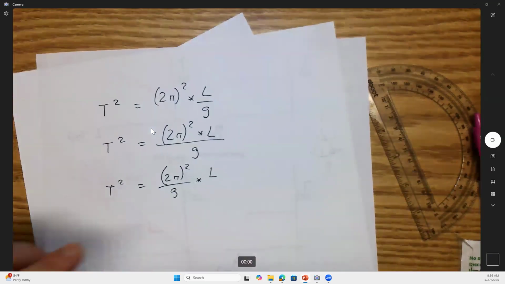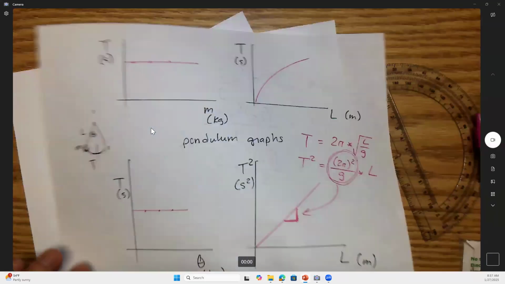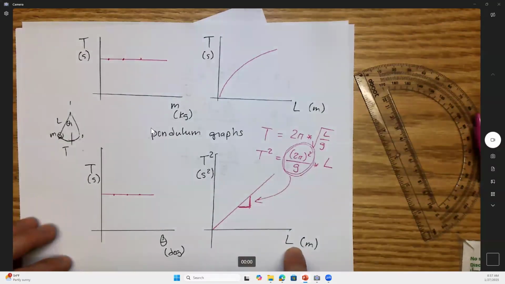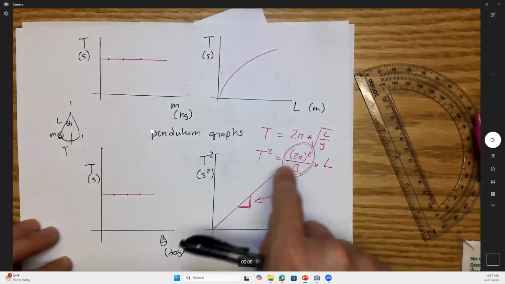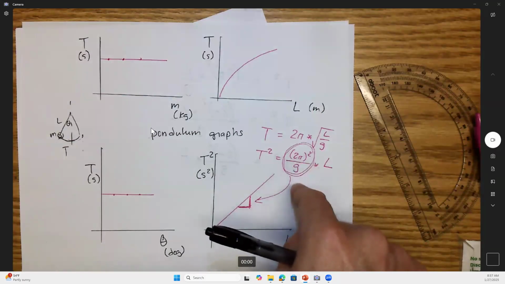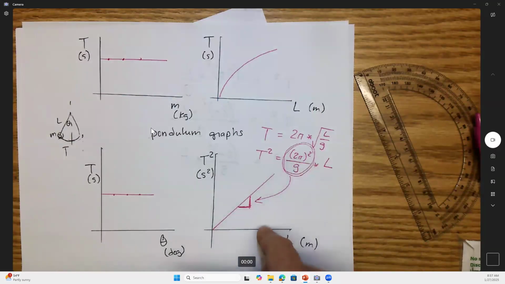The reason I shuffled the g over is so that I could just have the L as its own x-axis variable. And then the g, I can think of like a constant, because if you're locked to the surface of a planet, that would be a constant. So I can tie it into the 4 pi squared, and that could represent the slope of that line.